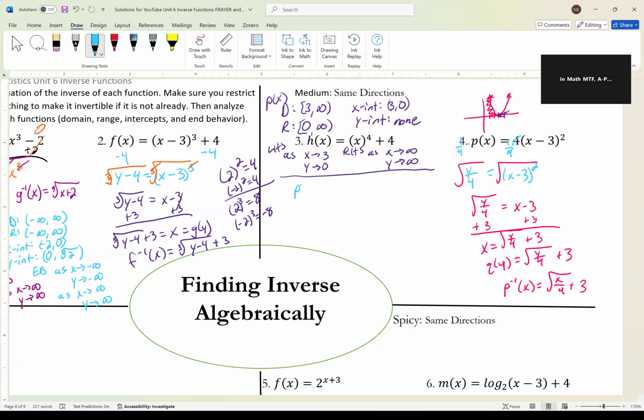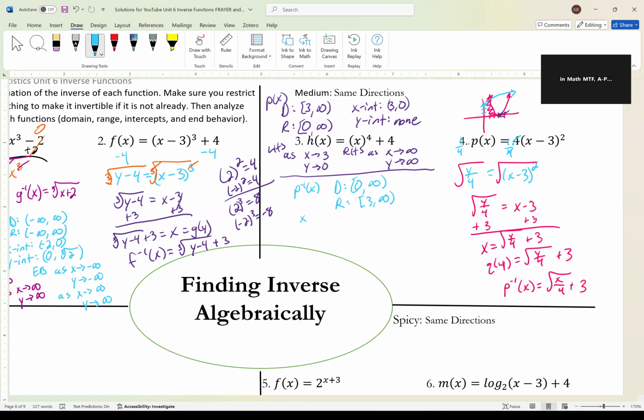And so now I move to the inverse of p of x. Inputs and outputs transpose, so domain and range should switch. Domain would be 0 to infinity. Range would be 3 to infinity. And if you graph this function, I'm just going to start here and go up that way. That's the reflection across line y equals x. That's what you get when you transpose.